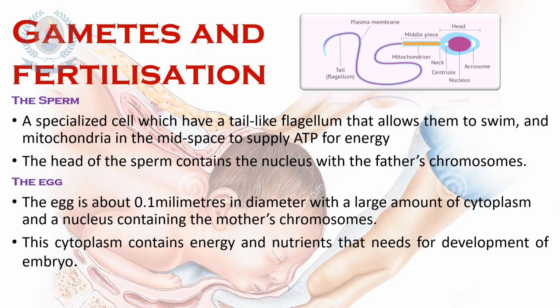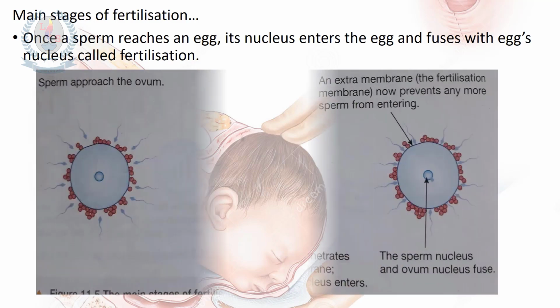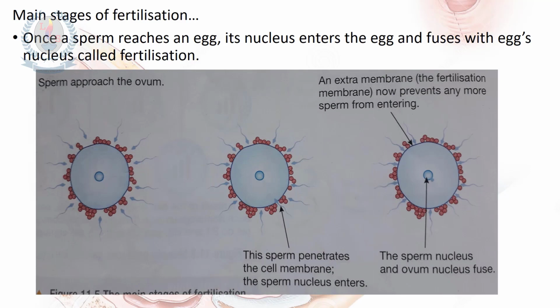The egg. The egg is about 0.1 millimeters in diameter with a large amount of cytoplasm and a nucleus containing the mother's chromosomes. This cytoplasm contains energy and the nutrients needed for development of the embryo. Main stages of fertilization. Once a sperm reaches an egg, its nucleus enters the egg and fuses with the egg's nucleus, called fertilization. So I will explain this process in detail.